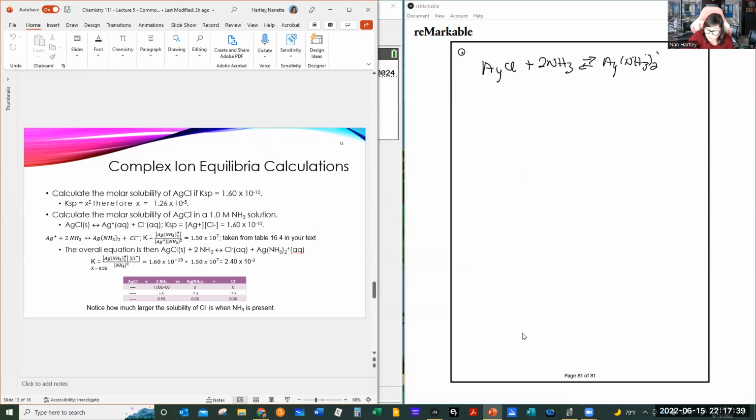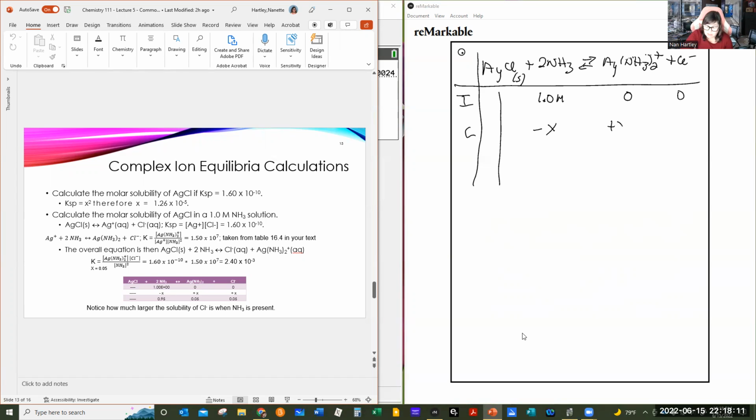Ag(NH3)2+ plus Cl minus. Okay. Knowing that this is solid, that's not going to appear. I know that I can have my 2NH3, which is the 1.0 molar. I have no initial Ag(NH3)2+, and I have no initial Cl minus. Okay. Having said that, my change, I'm going to have a negative X for the NH3. I'm going to have a plus X for the Ag(NH3)2+, and a plus X for my Cl minus.